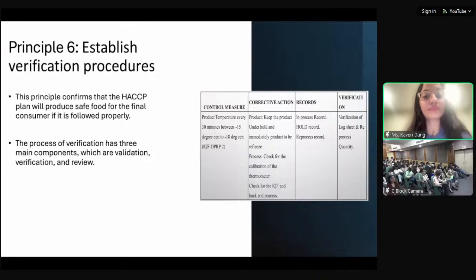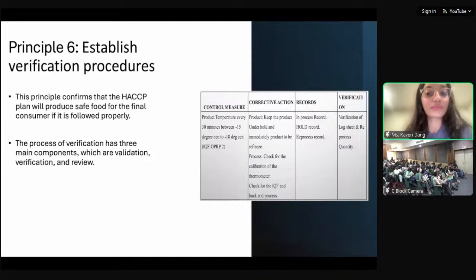So, again, there is an example in which there is a control measure where product temperature is checked every 30 minutes, between minus 50 degrees to minus 18 degrees. Now, this is a control measure for a product, herbs, for example. So, what is our corrective action? If we are seeing that there is a temperature deviation in this frozen product, what is our corrective action? We need to keep the product on hold, and then the product needs to be immediately refrozen. After refreezing the product for a certain amount of time, we need to check the temperature again.